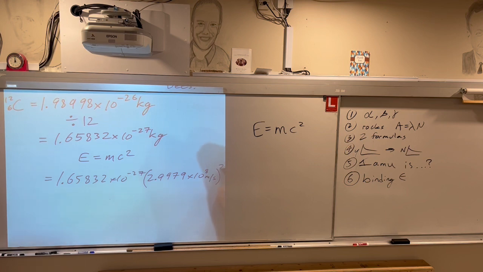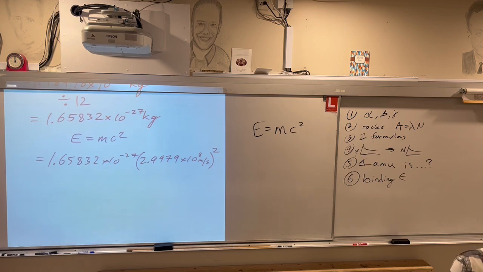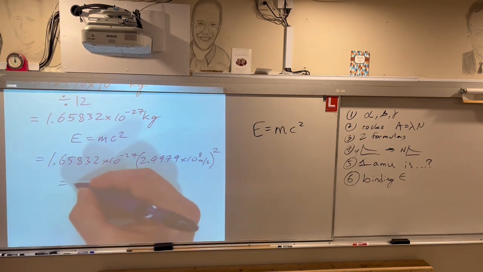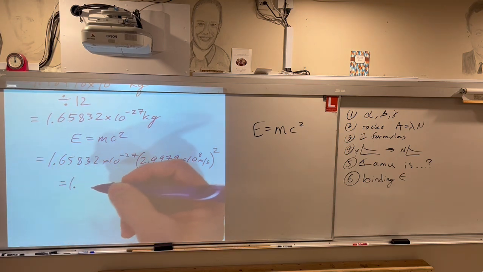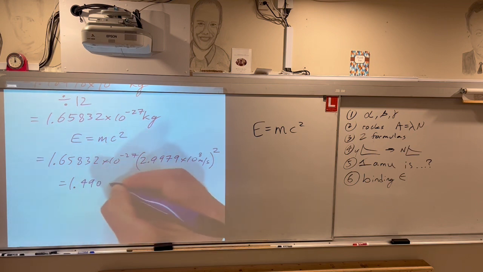And we have to square it, right? Kilogram meter squared per second squared. It just goes to the 16th, so it's still like negative 7. If you do that, I think you're going to get 1.49 times 10 to the negative 10. It's 1.4904, I think, in one atomic unit.